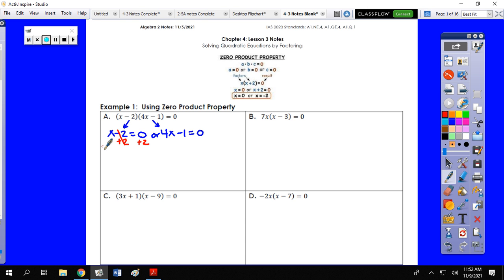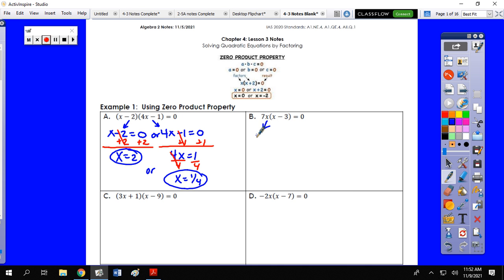So first equation there, we would add 2 to each side, which would give us the answer x equals 2. Second equation, we would add 1 to each side, which would give us 4x equals 1. And then we would divide each side by 4 to get x equals 1/4. So our solutions would be x equals 2 or x equals 1/4.